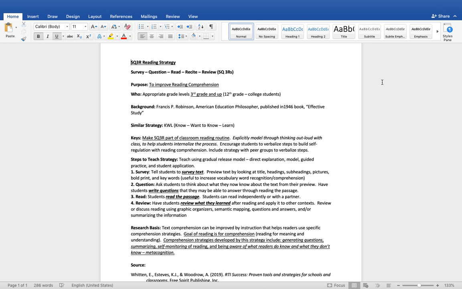As you know, reading comprehension is the ultimate goal of reading strategies and reading skills for students and for all people to understand what they read and how it relates in context. Who is this for? This is appropriate for grade levels third grade and up, 12th grade through college students as well. In fact, this reading strategy for comprehension was first developed to help improve comprehension for college students.